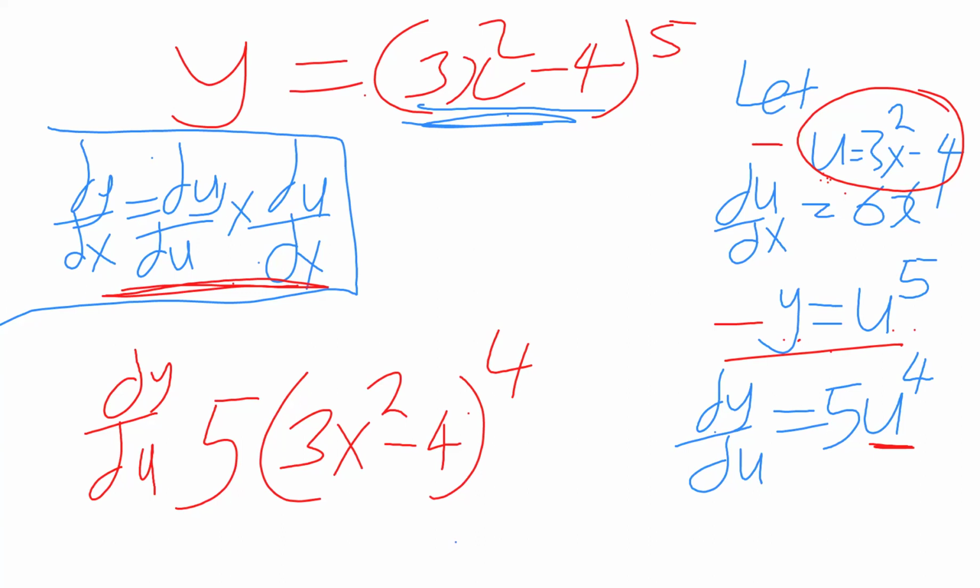So let's write down now. What is dy over du? Dy over du is 5, open the bracket, 3x squared minus 4 raised to the 4th degree, times. What is du over dx? Anyone to tell us what is du over dx, if you are following? Du over dx is equal to what?